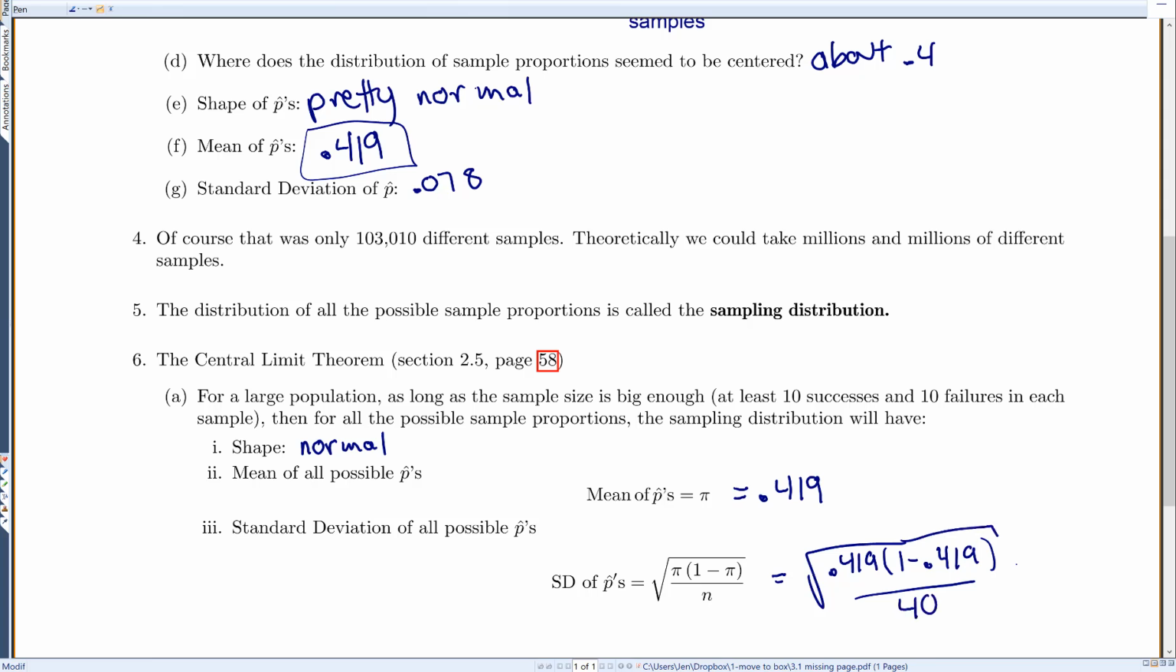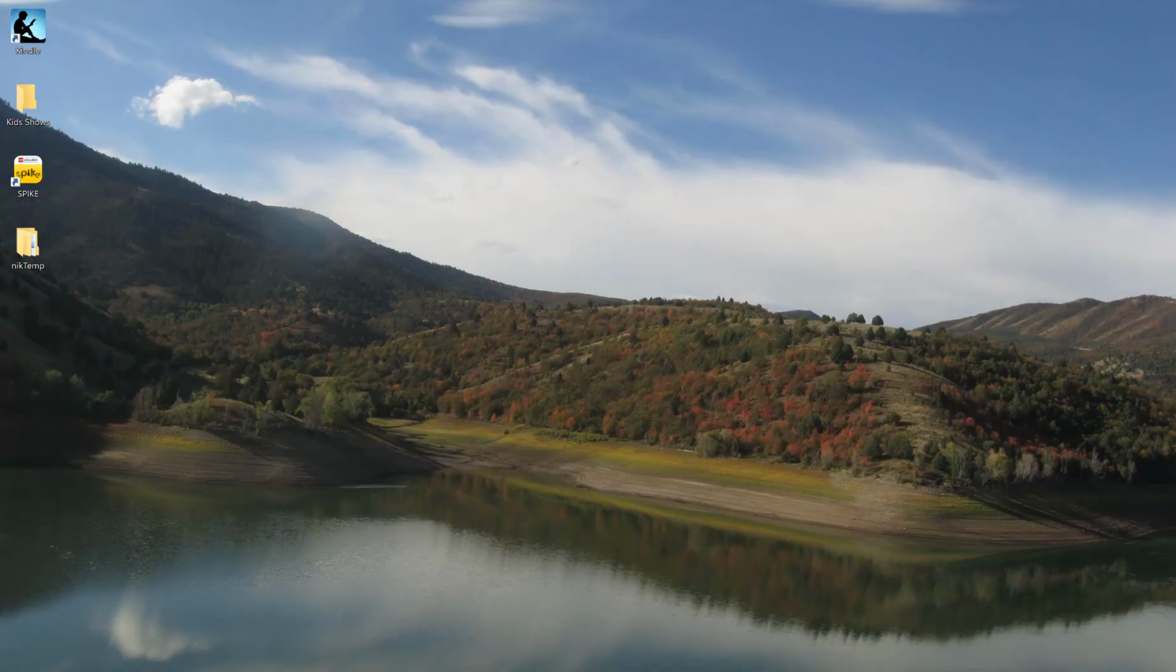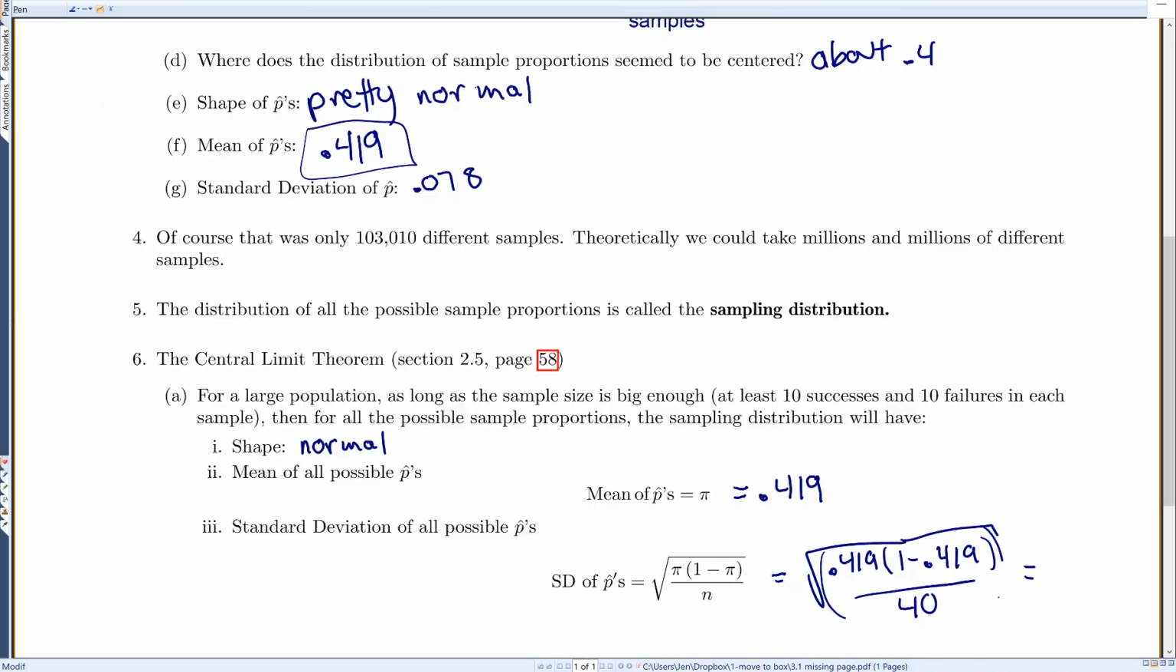Now, you do need to be able to put this into your calculator. I like to do it in a lot of steps. So I do 0.419 times, and I do the parentheses 1 minus 0.419 parentheses. I hit enter. Then I divide by 40, hit enter. Then take the square root of all of it. So basically all of this, top and bottom, has to be inside your parentheses. You have to love technology. So we get 0.078. So notice my theory matches up exactly with what I got when I did my simulations.